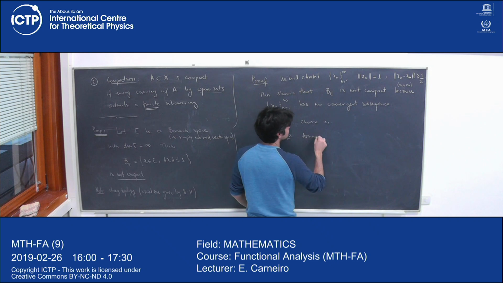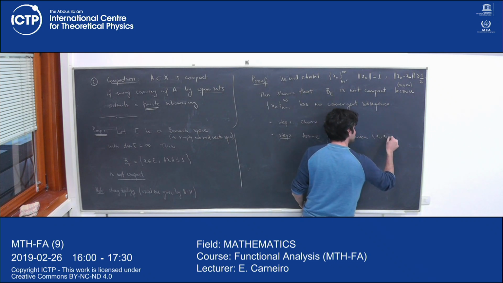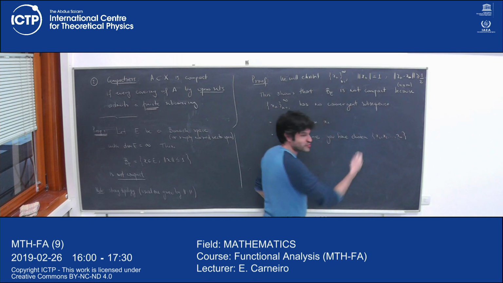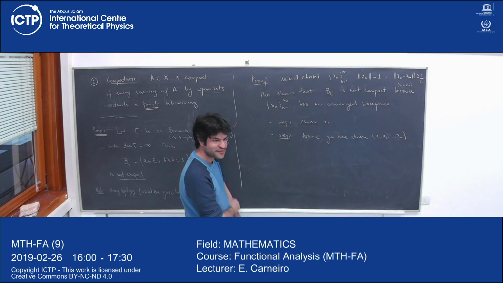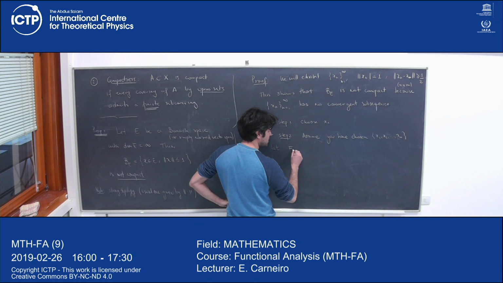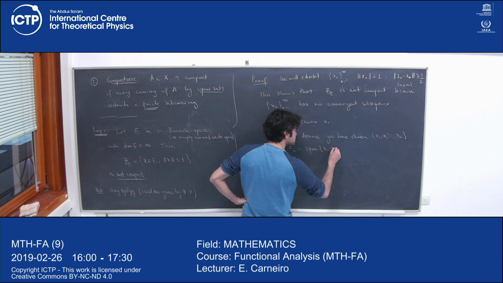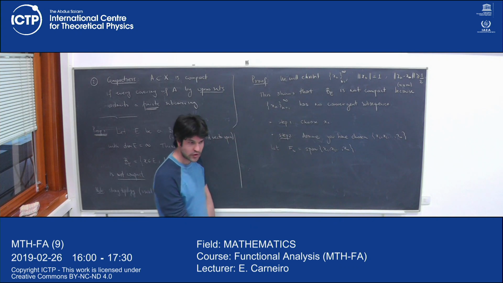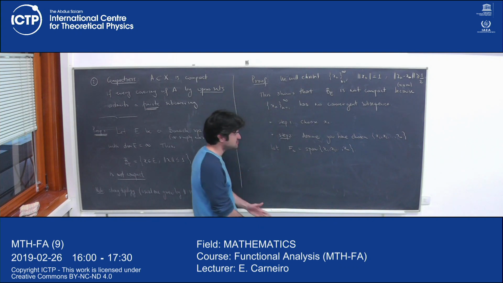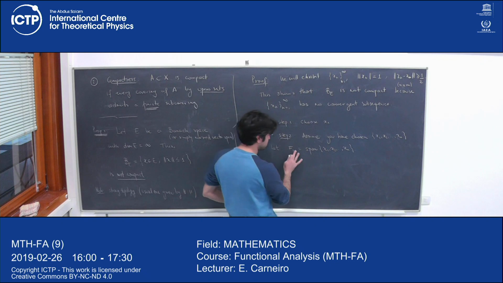Assume you have chosen x1, x2, up to xn, satisfying this property. Assume you have chosen the first n vectors. So you let Fn be the vector space generated by these vectors. You let Fn be the span generated by these vectors, the vector space generated by the first n vectors. Let me call this Fn.